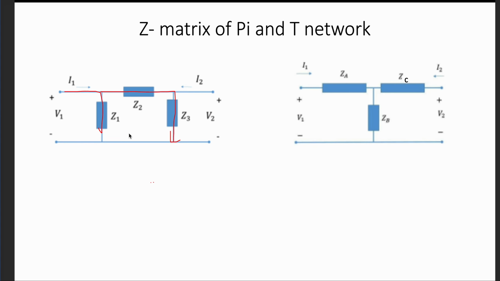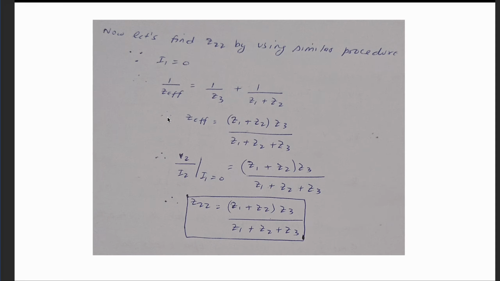Now you can see here your total load will be, your Z1 and Z2 will be in series, and they will be in parallel with the Z3. So therefore you can write 1 by Z3 plus 1 by Z1 plus Z2, because they both are in parallel. So Z effective of this will be Z1 plus Z2 times Z3 upon Z1 plus Z2 plus Z3. Okay, and now you can write Z22 will be equal to Z1 plus Z2 times Z3 upon Z1 plus Z2 plus Z3. So again it's the same thing which I did for Z11.